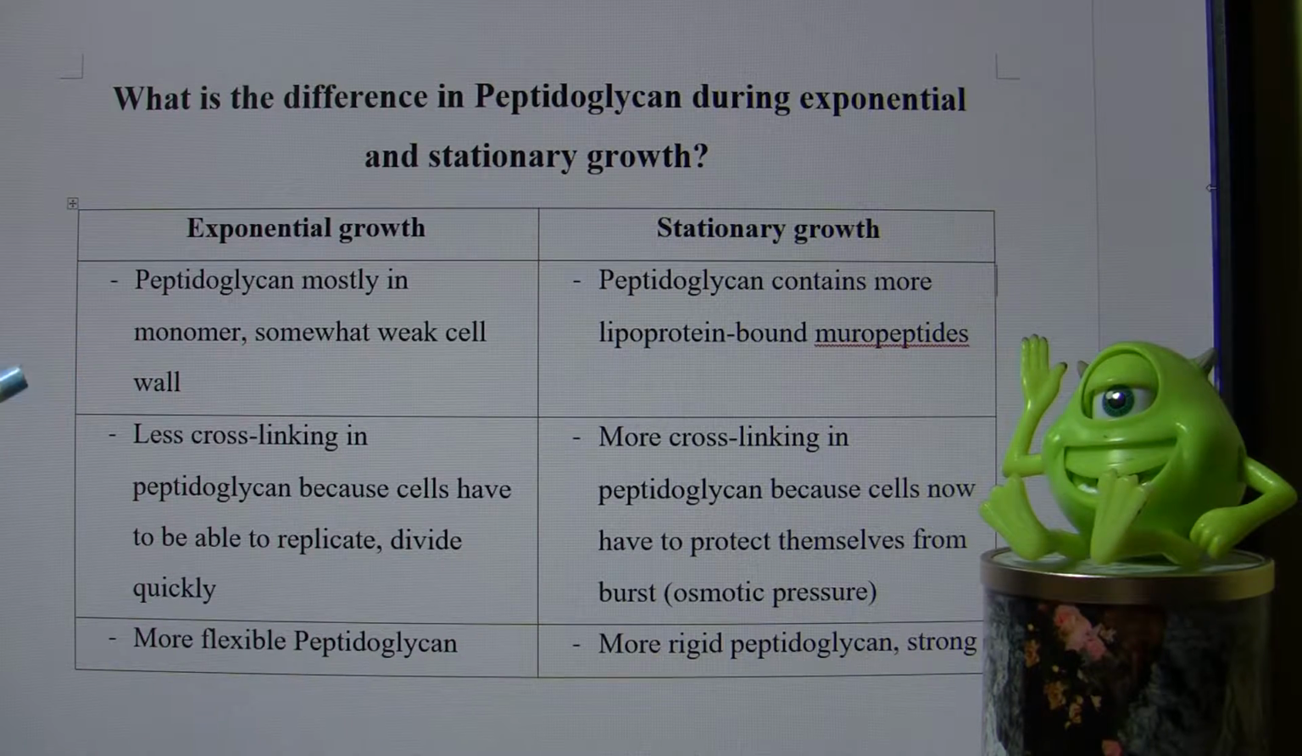And this is important because in order for cells to divide, cell elongation and cell division all require the peptidoglycan and septum formation to split one cell into two cells. And if you have too many cross-linkings, it's not going to be easy. So in exponential growth, microorganisms will have a weaker cell wall and less cross-linking, but they are able to grow much faster.